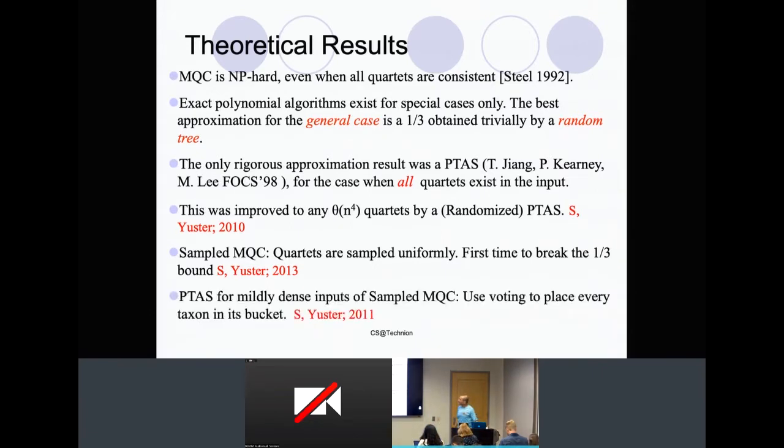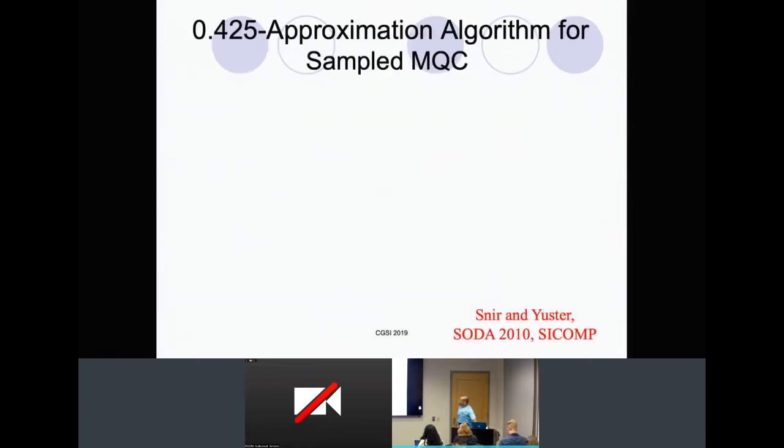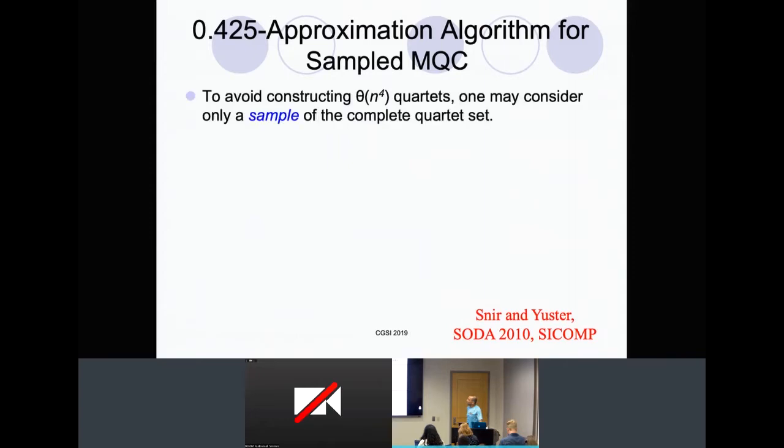And let me say a little bit. Oh, and in a later paper with Rafi, we were even able to show a PTAS, which is the most you can expect from an NP-hard problem, but we needed more information. We have here more quartets than here. So this is a PTAS, and this is for quite dense examples. So this is our approximation from 2010 with Rafi, and it's nice, that's why I want to speak about it.